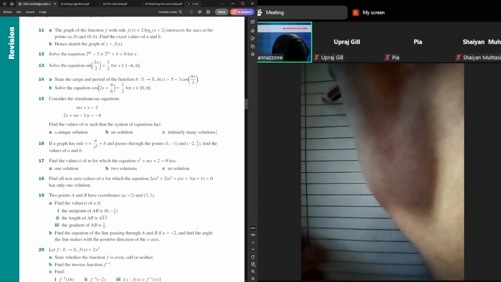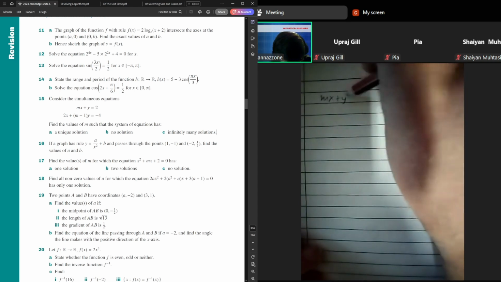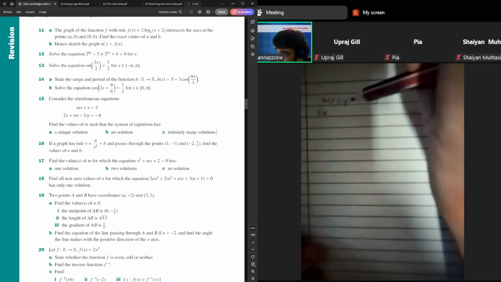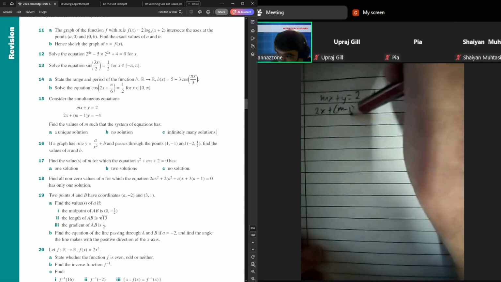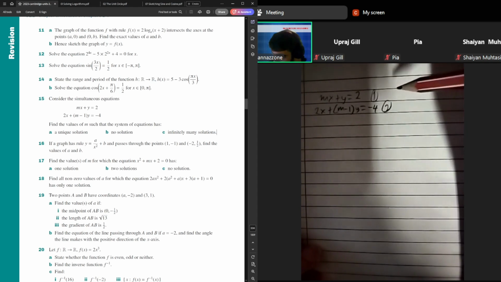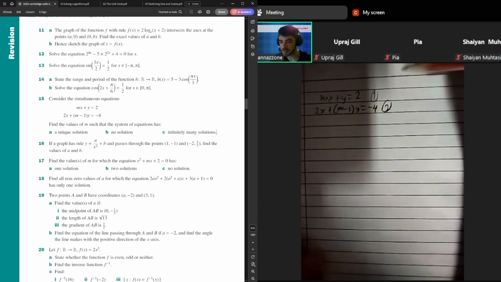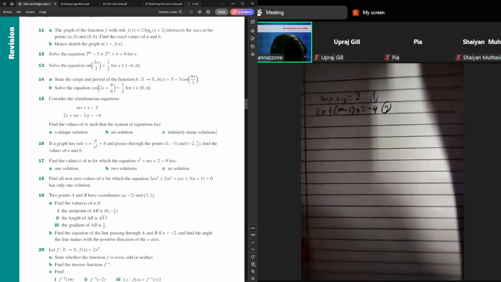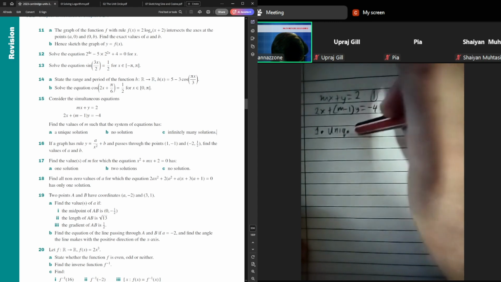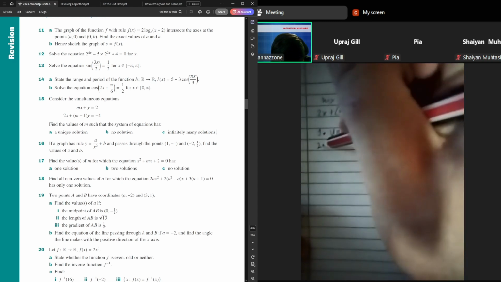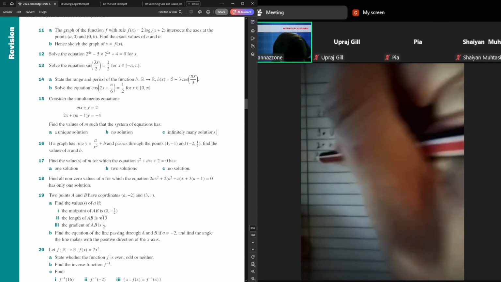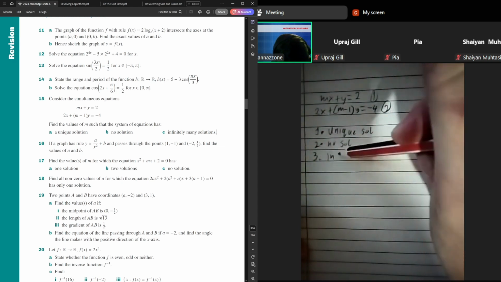Simultaneous, so we're going to have mx plus y is equal to 2. It's equation 1. And we're going to have 2x plus bracket m minus 1 y equals minus 4. And there's a whole bunch of things we have to do. Namely, we are finding, so, yeah, I'll do it this way. One thing we want to care about is the unique solution. The other thing we want to find is when we have no solution. And the final thing we care about is for infinite solutions.